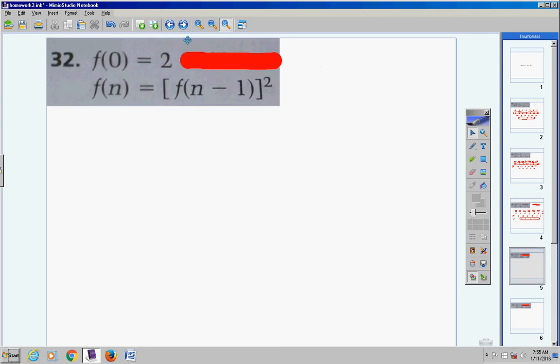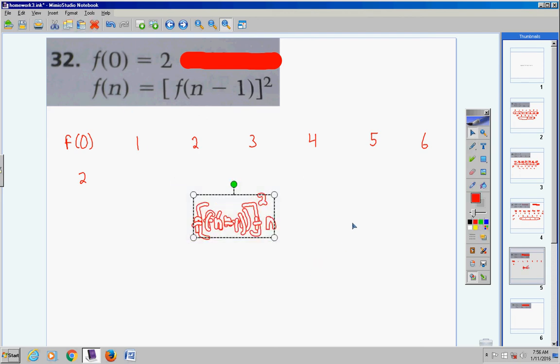All right, moving on to number 32. We're going to start at 0. So 0, 1, 2, 3, 4, 5, 6. And we know f of 0 is 2. And here's my function: f of n minus 1, the entire thing, squared. All right. And so here we go. Let's go ahead and substitute 1 in first. 1 minus 1 is 0, so I have f of 0 squared. f of 0 is 2. 2 squared is 4.